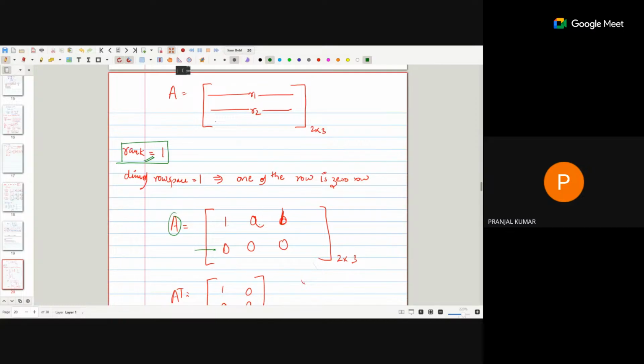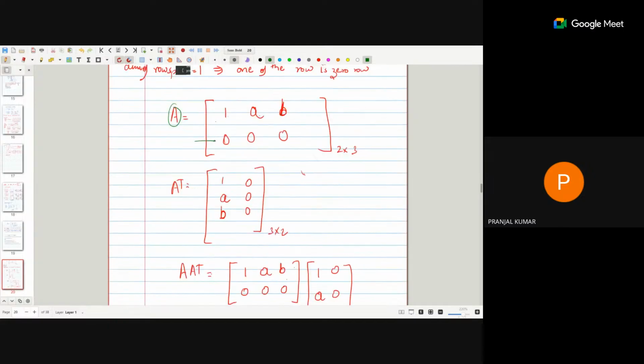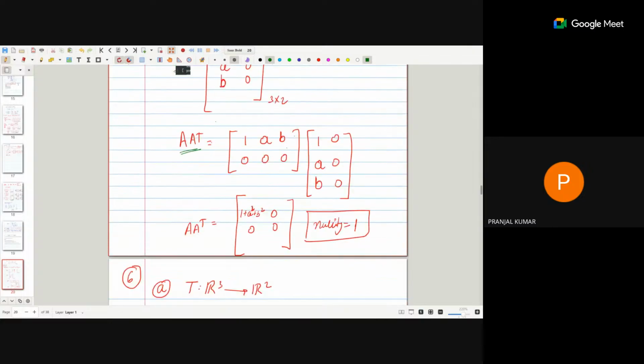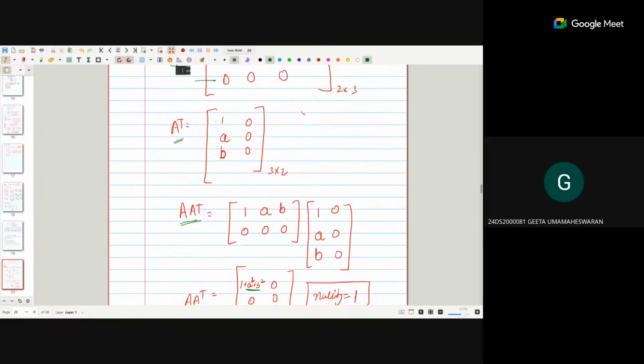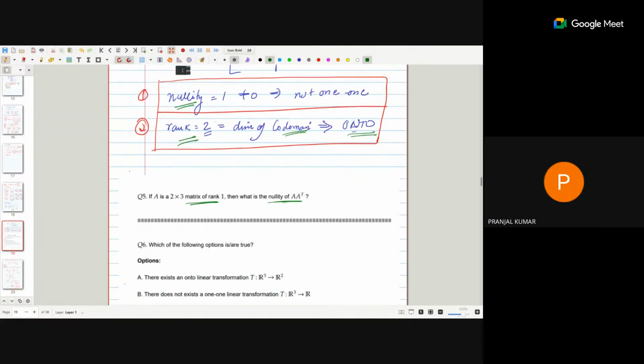Yes or no? Yes, sir. Okay, so I wrote it. Then I wrote its transpose, A transpose, and calculated AA transpose. It is coming out to be 1 plus a square plus b square in the first row, and 0 0 0. Now what is the nullity? These are positive values, so this will be a non-zero value. Only this column is missing a pivot, so nullity is 1. Is this clear? Yes. So the nullity of AA transpose is 1.